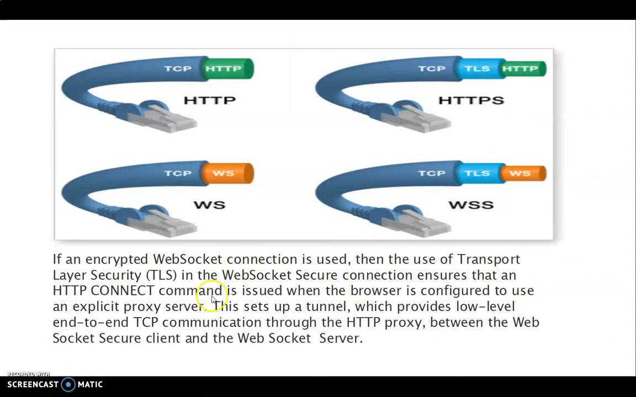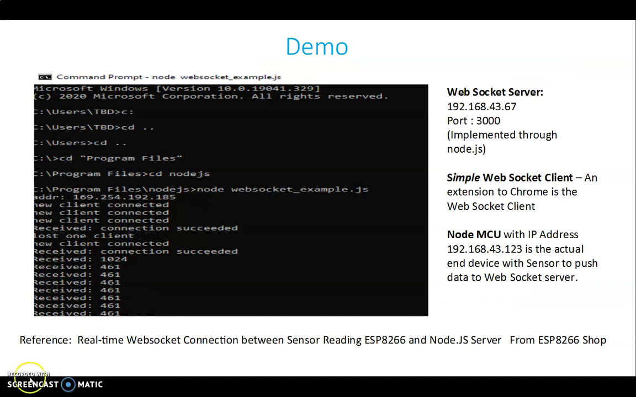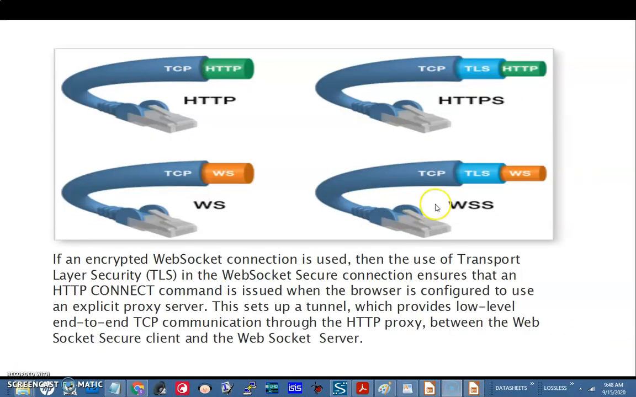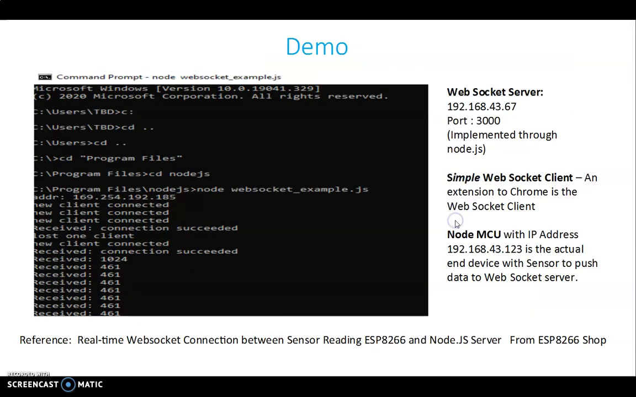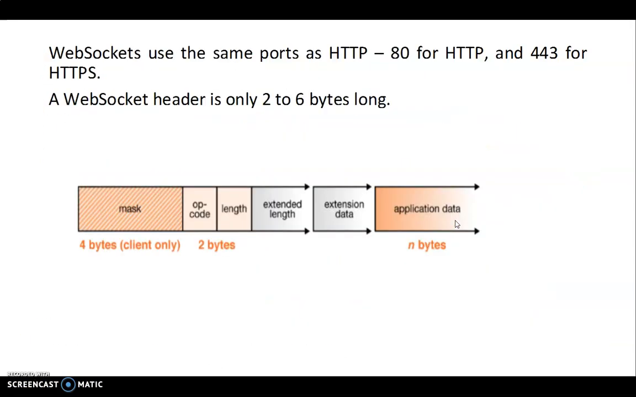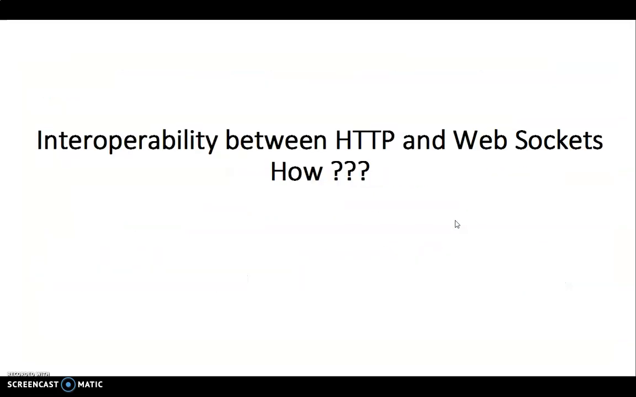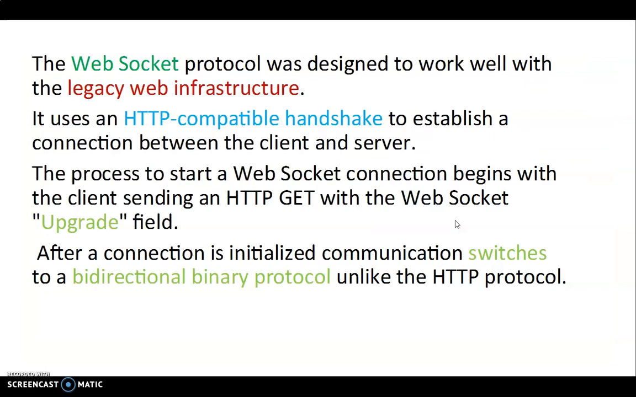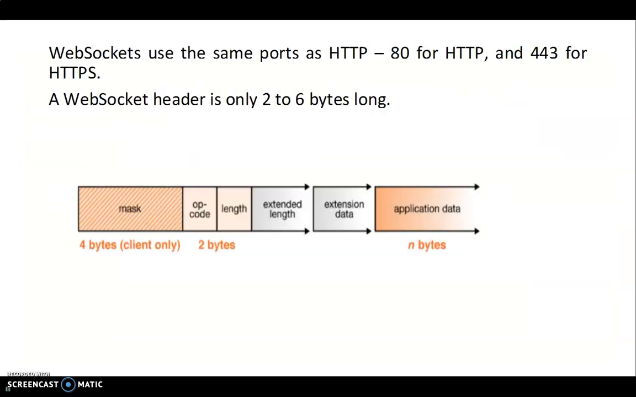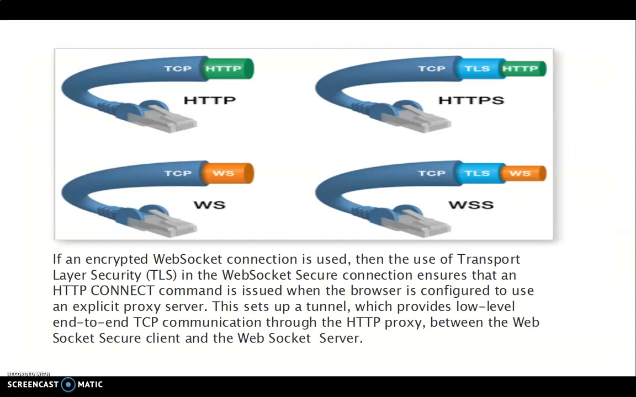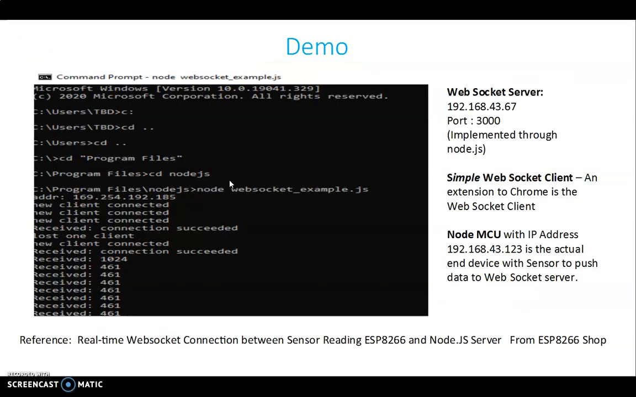The WSS port number is different. WSS works at port number 443. This was explained in the previous slide. I think I did not explain it here at that time, so you can find it later. So WSS is at port number 443, whereas WS is at port number 80.